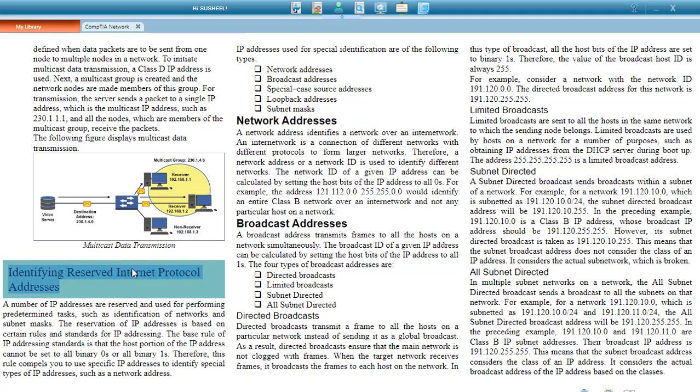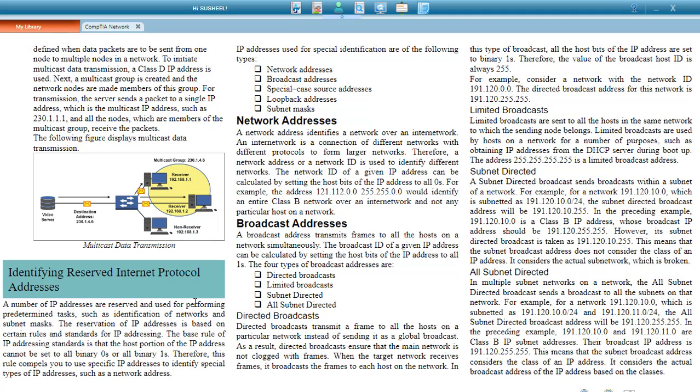For transmission, the server sends a packet to a single IP address, which is the multicast IP address, such as 230.1.1.1, and all the nodes, which are members of the multicast group, receive the packets. The following figure displays multicast data transmission.